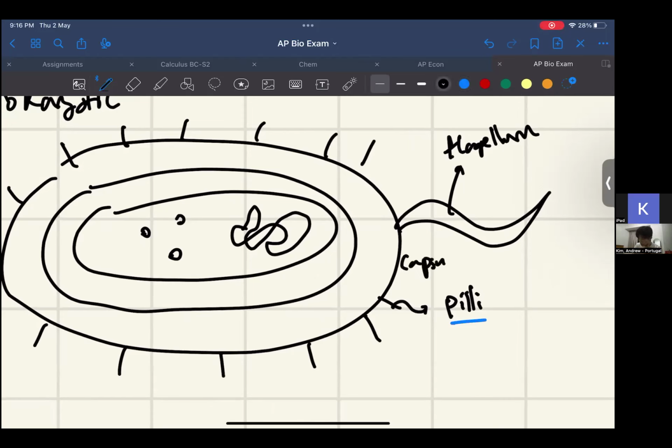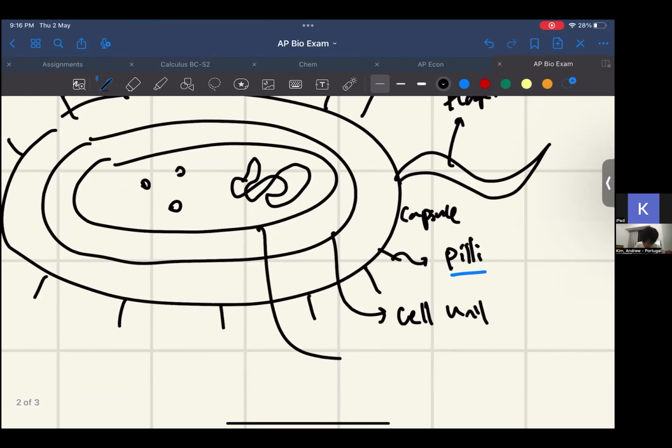The outermost layer is called a capsule. The second layer is called cell wall. And then the innermost layer is called cell membrane. Now, they're all just similar things, okay? Really, they're just three different layers. Just know that bacteria, prokaryotes, have a lot of layers.